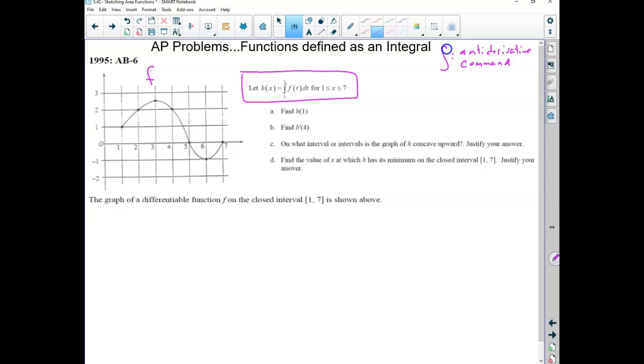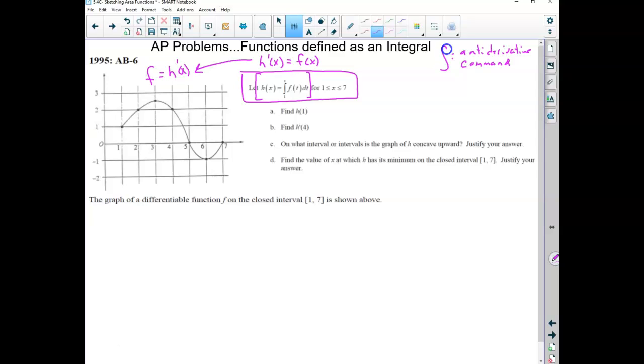And we do have a connection here because actually f of x is the antiderivative of h of x. So if I think of my second fundamental theorem here with this function defined as an integral, f actually equals h prime of x. Okay, they are the same thing. And that's the key to unlock this whole problem. That if I took the derivative of the function they gave me right there, h prime of x is going to equal f of x.